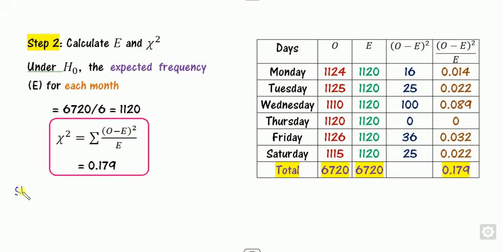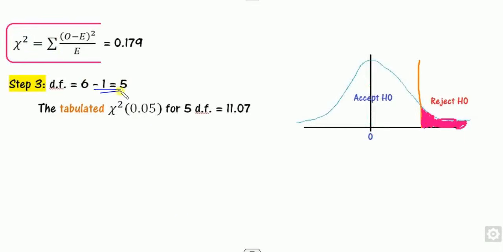Now what is step 3? You will calculate the degree of freedom. So look at that, this number, how many numbers are there? 6. So degree of freedom is N minus 1. So N minus 1 is 6 minus 1, 5.